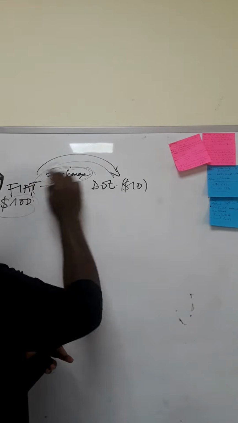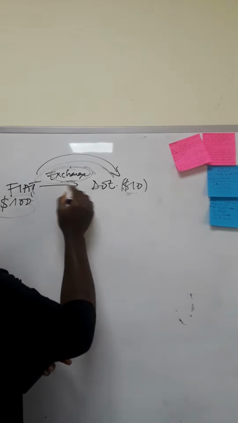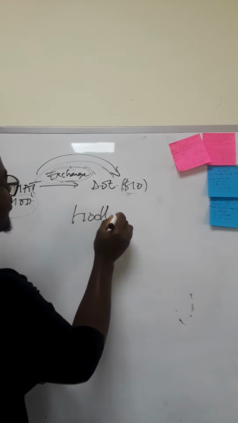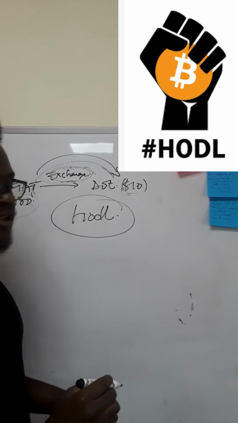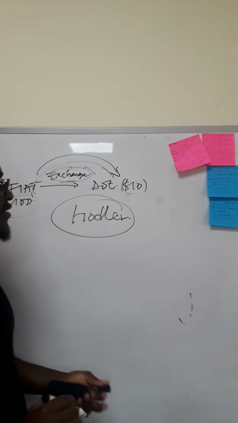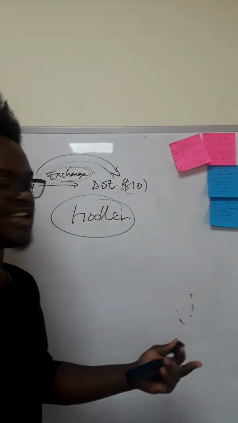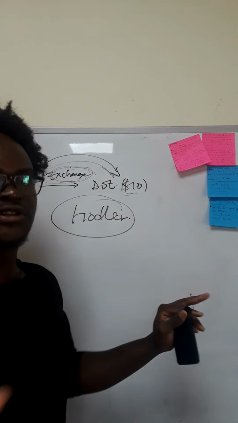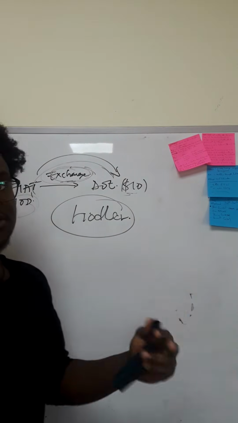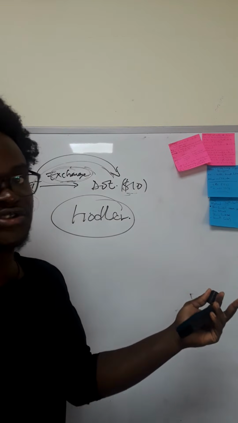You can just buy your crypto from an exchange and just hold on to it. And that will be called hodling. So you are hodling, you are a hodler. If I say I'm hodling this, it means I bought and I'm just holding. So that's hodling. I'm just saying this because some people think this is just understood by everybody.